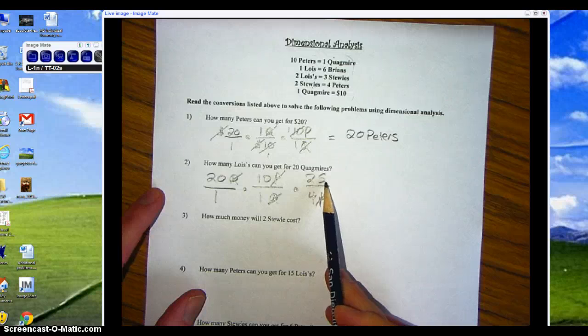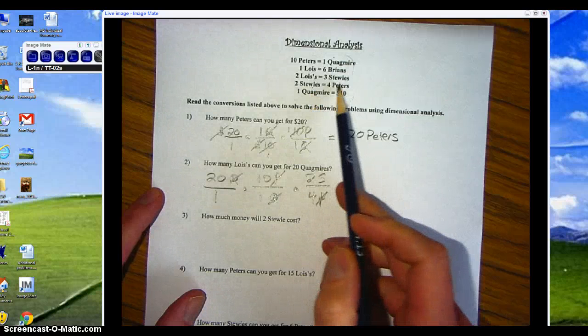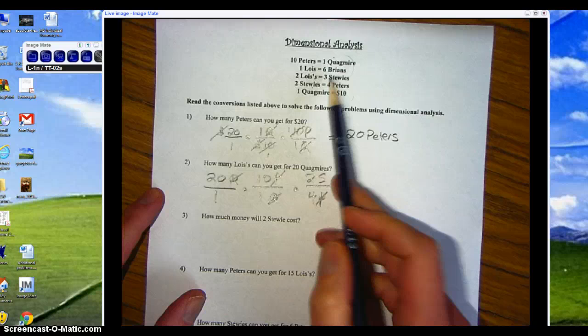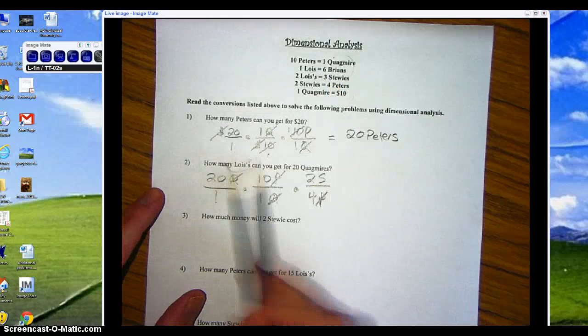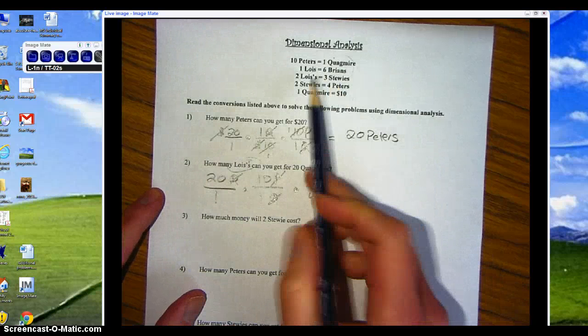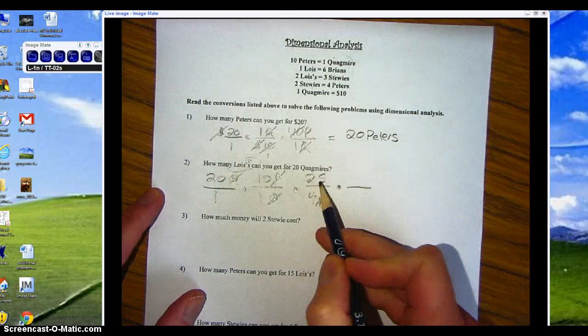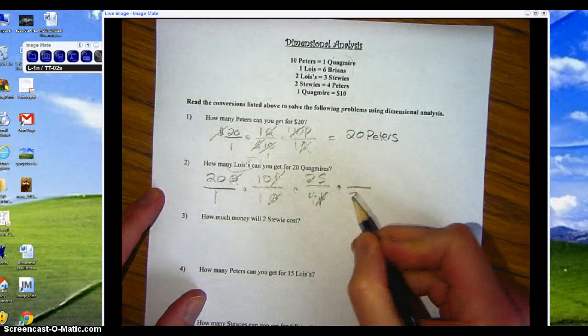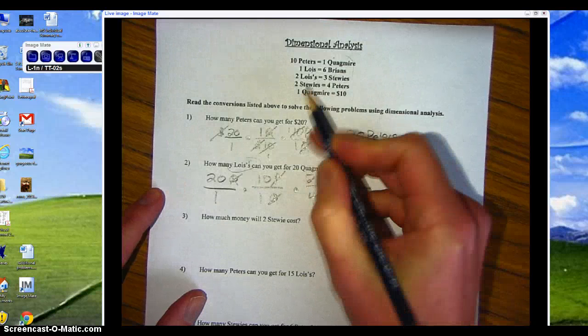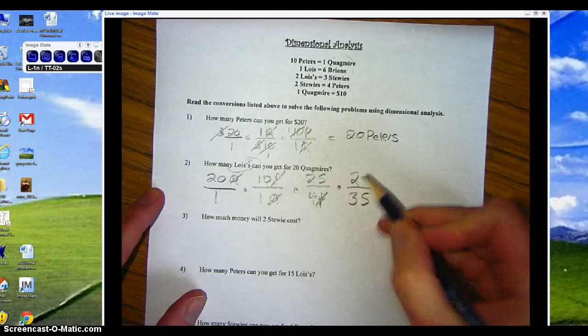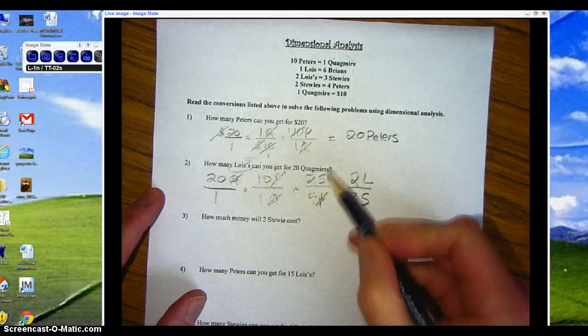Well, who can Stewie be converted to? Well, not Peter, then I'd be going back to where I started. I want to convert Stewie into Lois because that's who I'm looking for. So let's use this one, the Lois to Stewie conversion. So the Stewies need to go on the bottom, so I can cancel them. So I put 3 Stewies there, and 2 Loises up top. Cancel my Stewies.